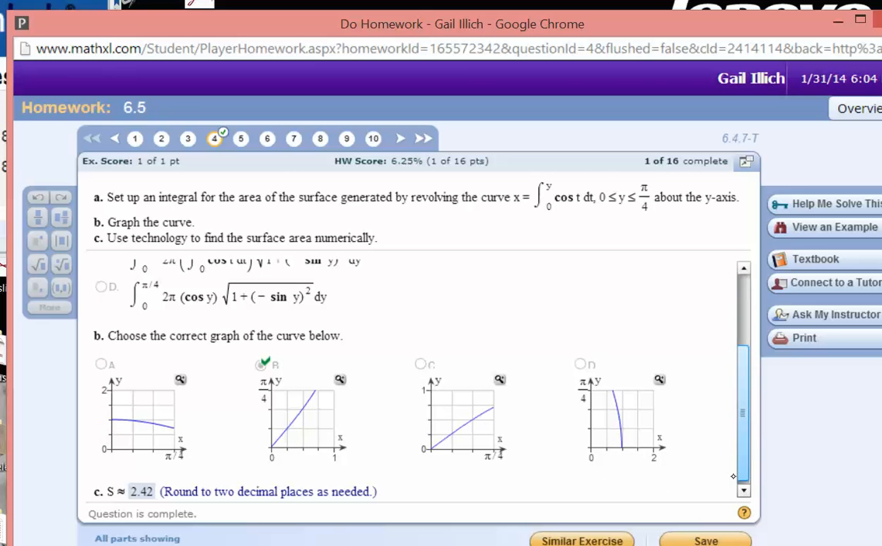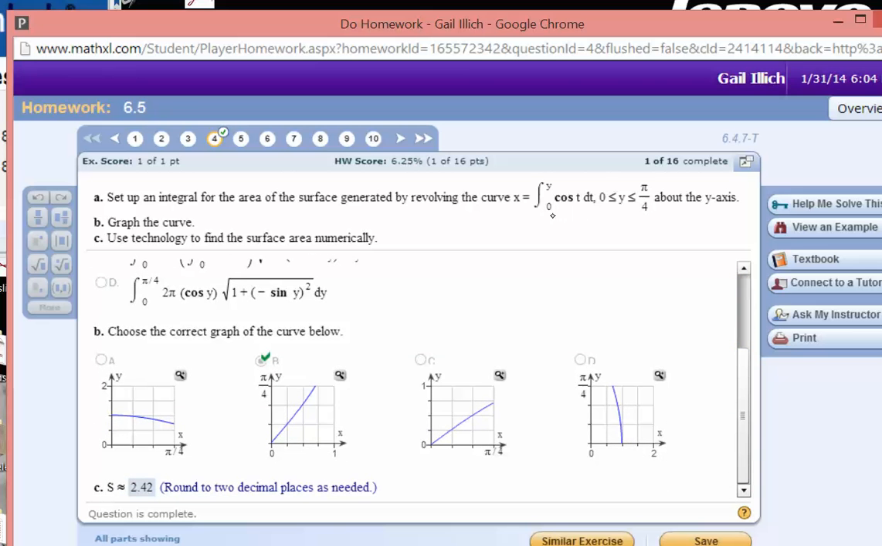All right, now to graph this curve, think about what the antiderivative of this is. The antiderivative of this would be the sine of y. So x equals the sine of y. But you're going along the y-axis from 0 to pi over 4. So that's clearly just going to be this shape. If you were on the x-axis from 0 to pi over 4, it would be this way. But on the y-axis, you could plot some points to get a sense for what that would be.